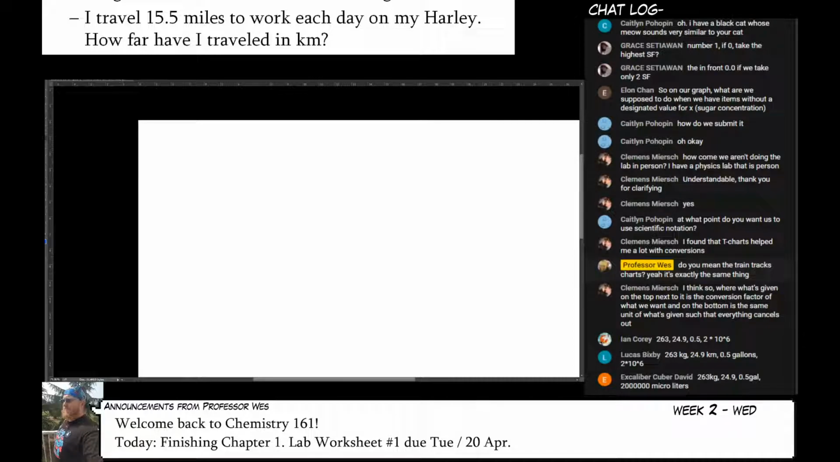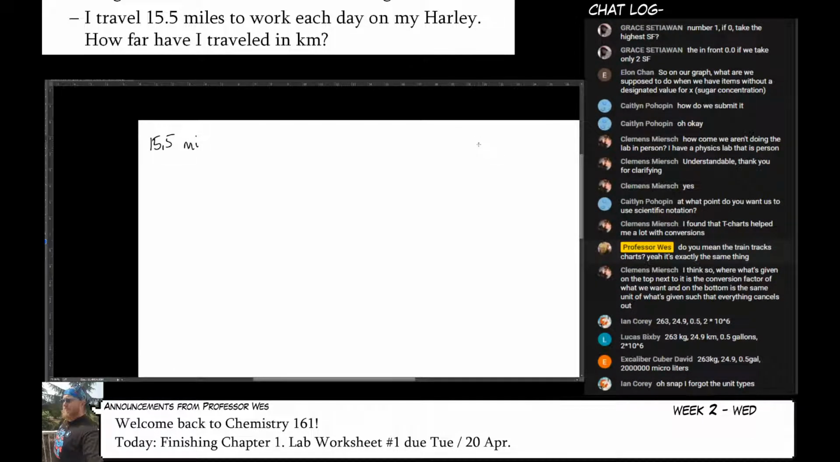All right, so when we're doing these problems, the first thing you need to do is find the relationships that you need. So for this first problem, we need miles to kilometers. And so we need to look up a relationship between miles and kilometers. If I look this up, I get 1 mile is 1.609 kilometers. But you could also go the other direction and say 1 kilometer is about 0.621 miles. And that totally works. You can use either one. You get the same result.